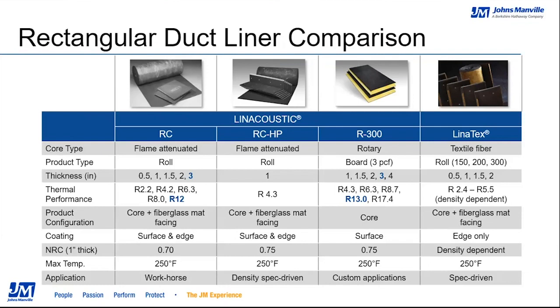We can make it in different thicknesses. The R values are slightly less based on the density, so you need to really pay attention if you're going to use a textile fiber. The R values are not quite the same as a pot and marble type product. So it's density dependent on getting and reaching those necessary R values. We see it as spec driven. There are still some niche markets that utilize that product, but that's our fourth offering relative to rectangular duct solutions.